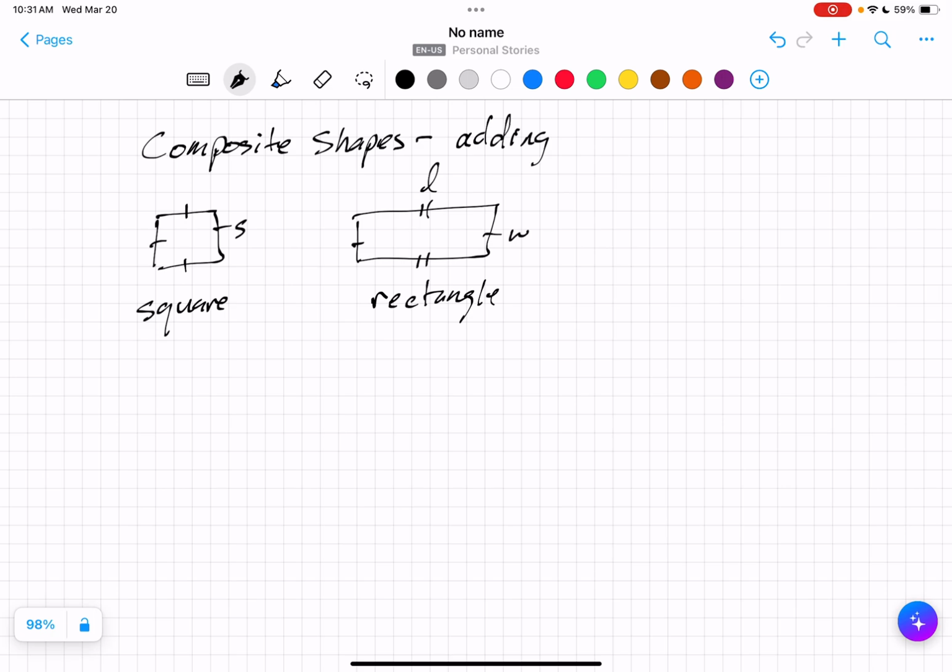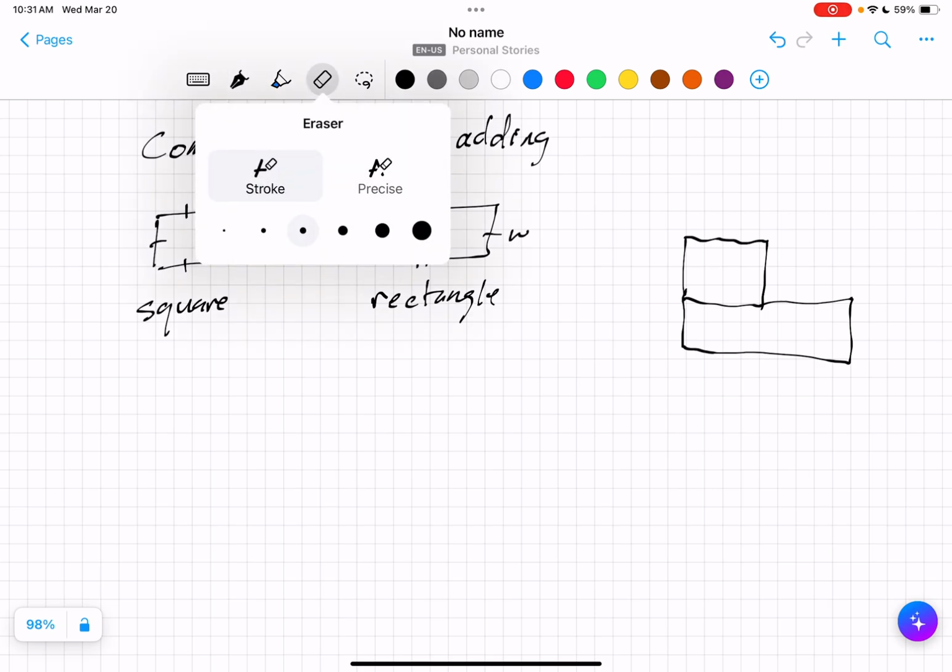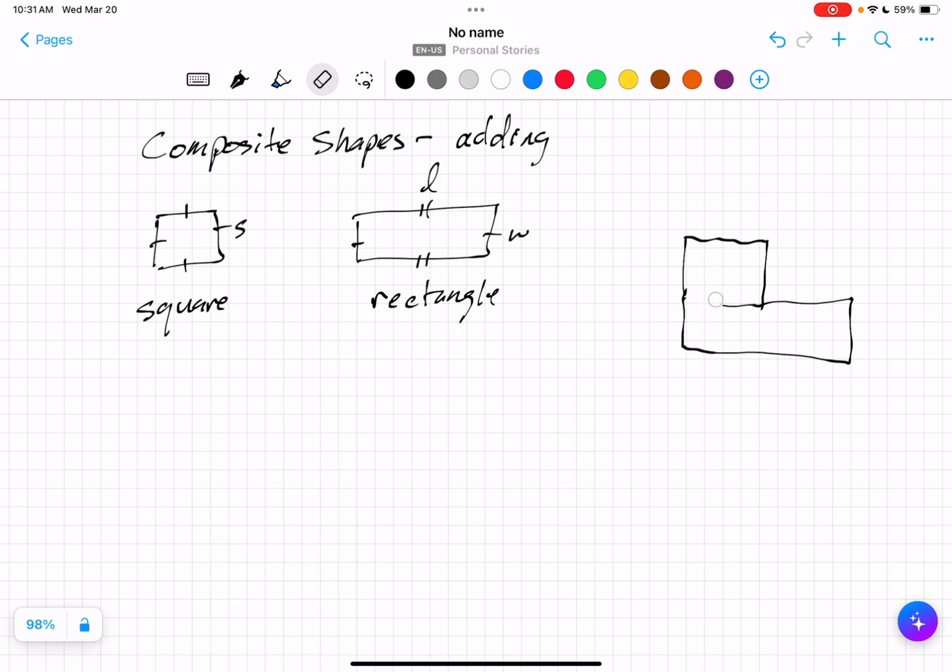So an example of a composite shape would be a shape such that you have a square and a rectangle combined. Oftentimes, they will not see the line that's in between, so it looks something like this. Okay, so that's what students are practicing right now in our class. Today, we're going to focus on adding the composite shapes.